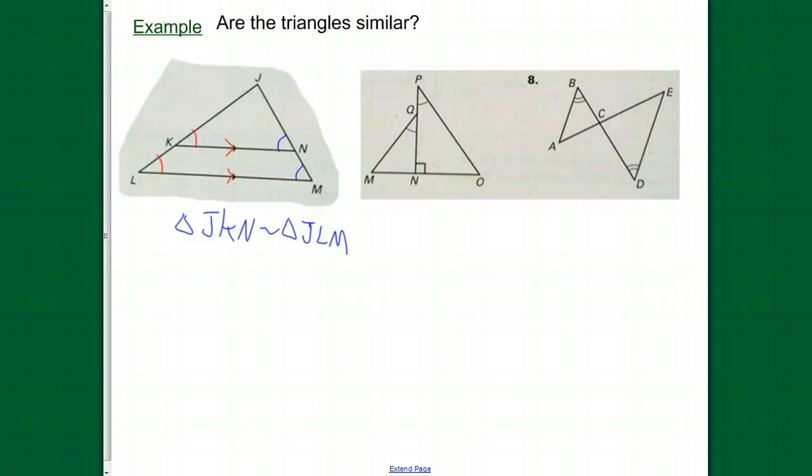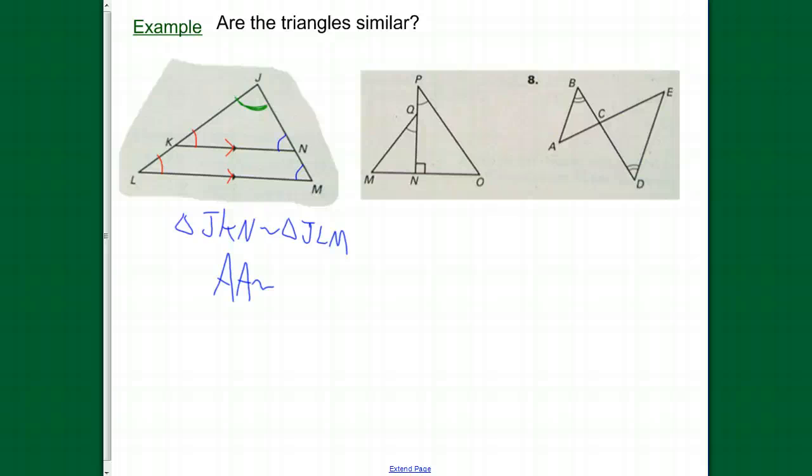Those two triangles are similar because of angle-angle similarity. Now, we can use those two angles, but if you look at these two triangles, they're also sharing angle J. Angle J is the same thing in both of them. So we could have used any combination of two of those three. We have two pairs of congruent angles, so we got similar triangles.